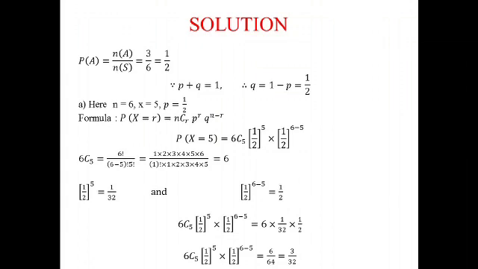Substituting all these values in the binomial distribution formula, we get the probability of x equal to 5 as 6C5 into (1/2)^5 into (1/2)^(6-5). That is 6 factorial upon (6-5) factorial into 5 factorial into (1/2)^5 into (1/2)^1. So expanding the factorials, the answer turns out to be 6 by 64 or 3 by 32.